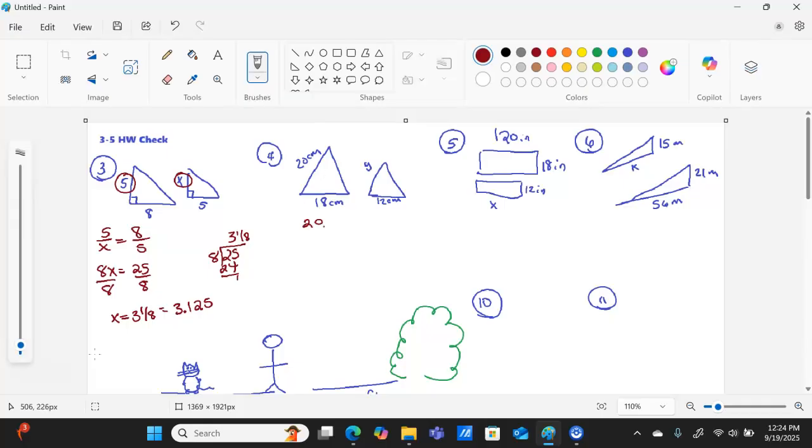Here, 20 goes with y, and 18 goes with 12. So 18y equals 12 times 20. I kept them separated because I saw I could do some reducing. 18 and 12 are both multiples of 6. So we have 2 times 20 equals 40 over 3.